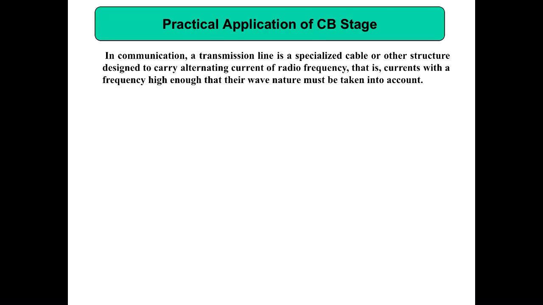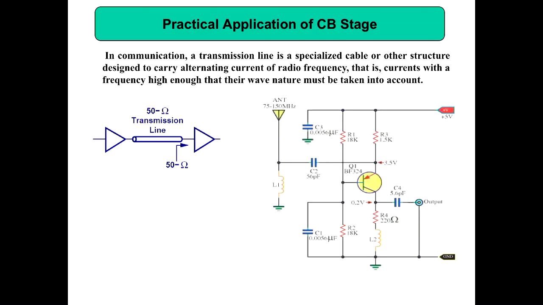As I already discussed, in communication, a transmission line is a specialized cable or other structure designed to carry alternating current of radio frequency, that is, current with a frequency high enough that its wave nature must be taken into account. This is an example where people used it for 75 to 150 megahertz. From the antenna, the signal is received, and then there is a capacitor. This capacitor isolates the bias DC so it does not come to this side, and only passes the high frequency signal, which goes directly to the emitter. So this is an example of a receiver antenna.